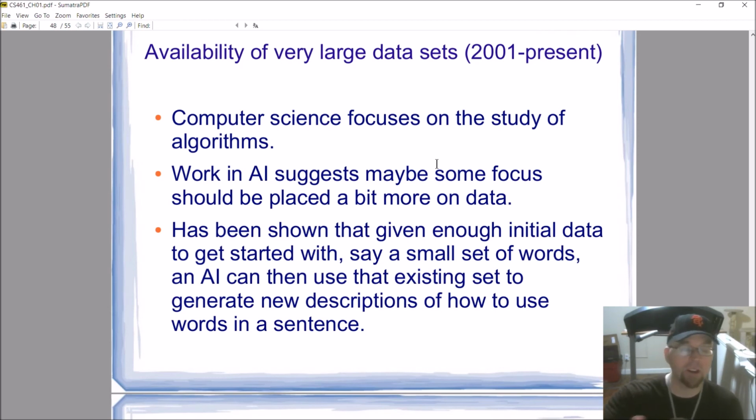Maybe we give it 100 words in like 3 sentences. And then the AI figures out, well, hey, based off of how the structure, the grammar of those sentences and these words, I can reconfigure all these words into different sentences or come up with new sentences, right? That's the idea.